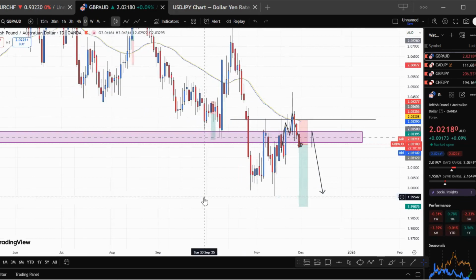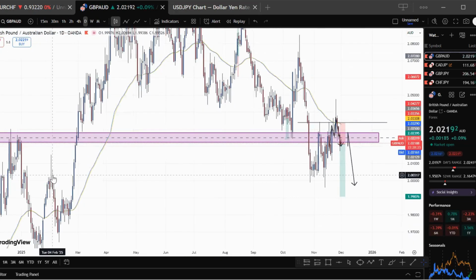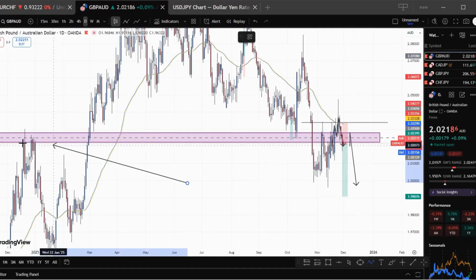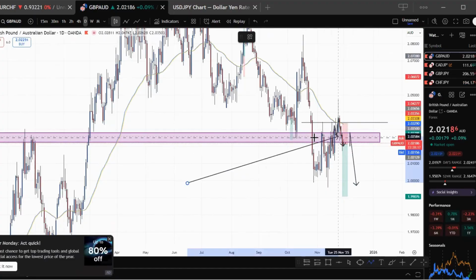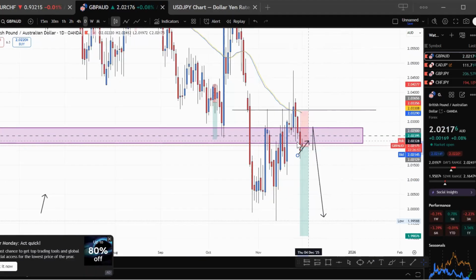And also you can see this area of interest. It has been tested so many times. This is what I'm expecting price to do. I'm expecting price to tap into this box. This is my area of interest.